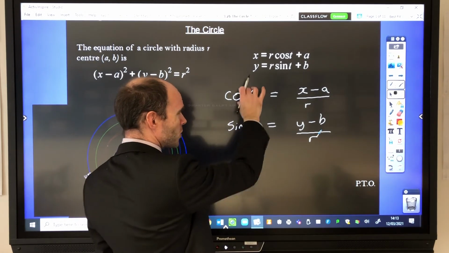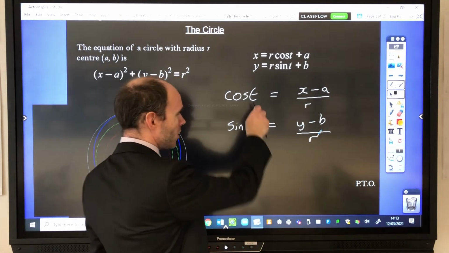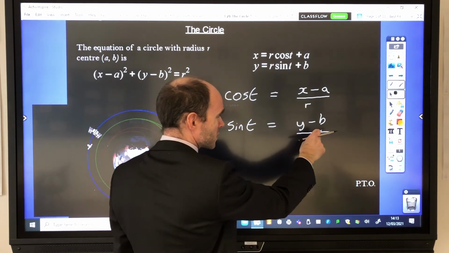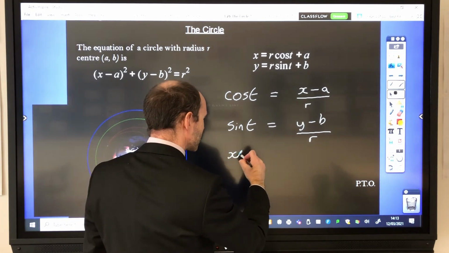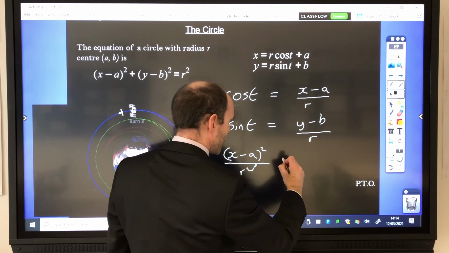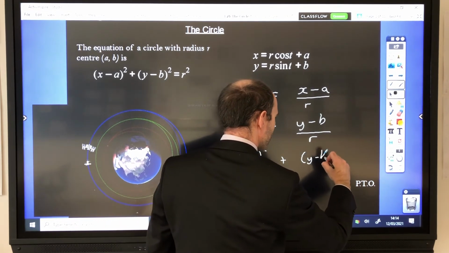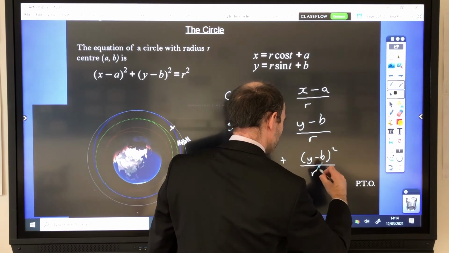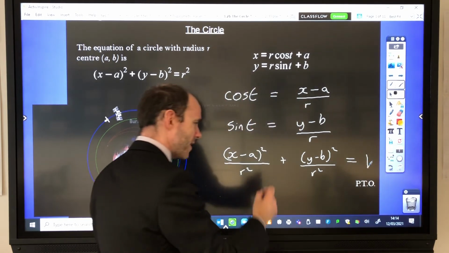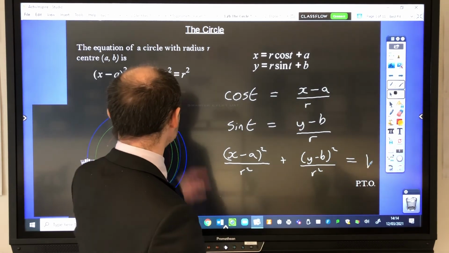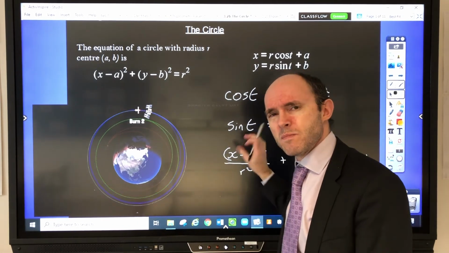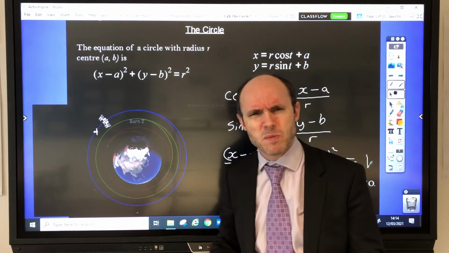And then you just square those and add them together, okay? So you've got cos squared t plus sine squared t is equal to 1, of course. So you've got that squared plus that squared is equal to 1. So you can write it as x minus a squared over r squared plus y minus b squared over r squared, and of course that's equal to 1 because sine squared plus cos squared is equal to 1. And then you can multiply both sides by r squared, and that's when you end up with that, you see. So that's a demonstration for you as to why those parametric equations give you the equation of a circle. I'm hoping you enjoyed that.